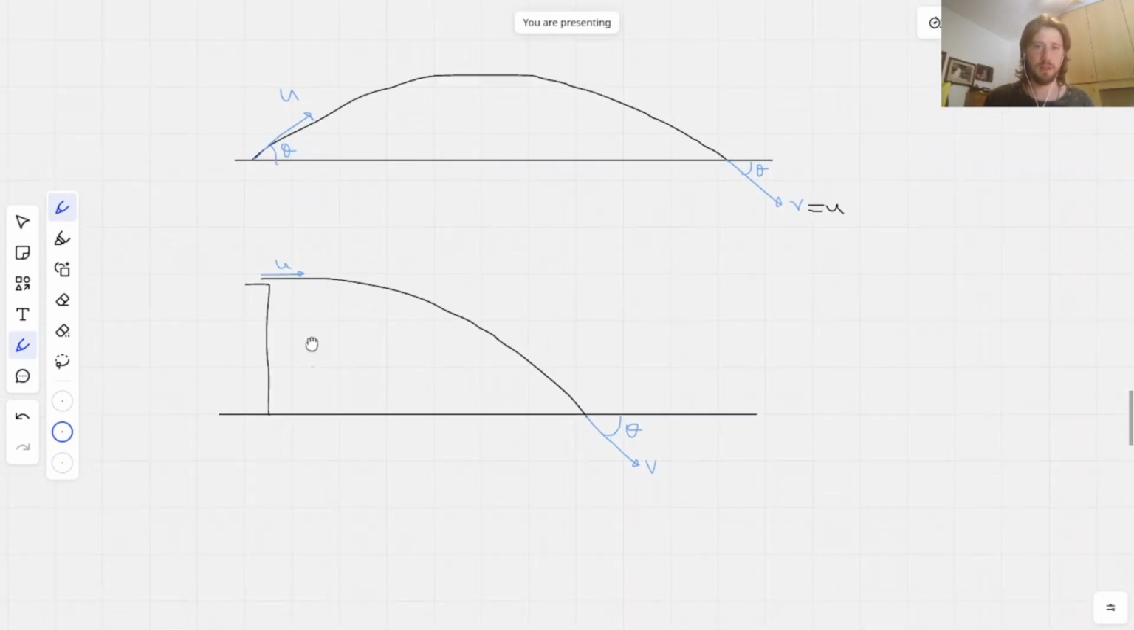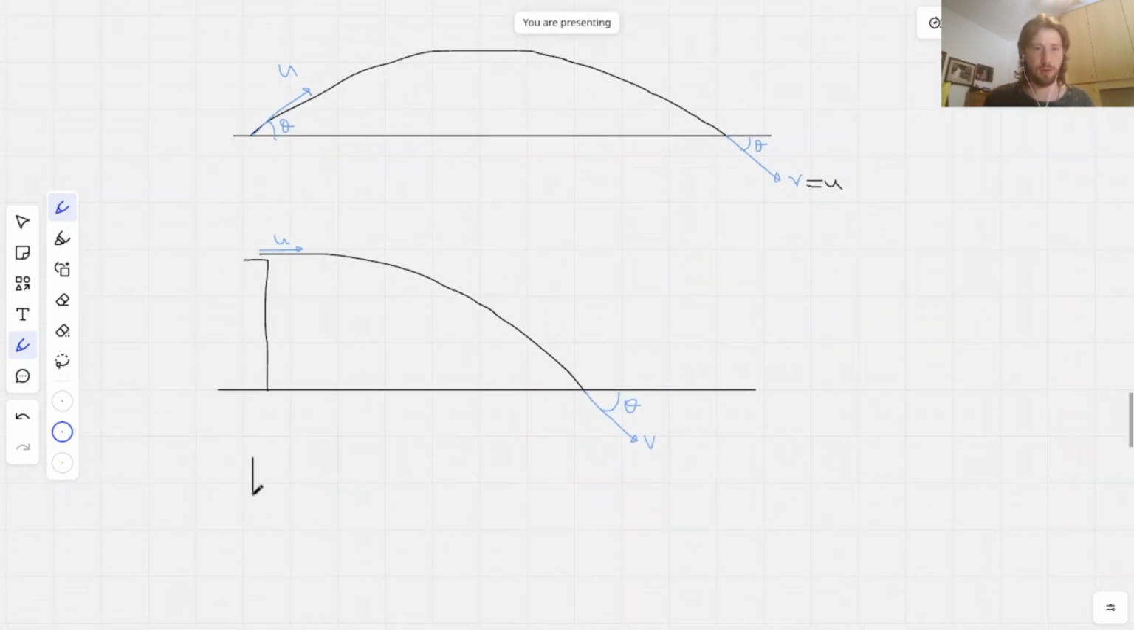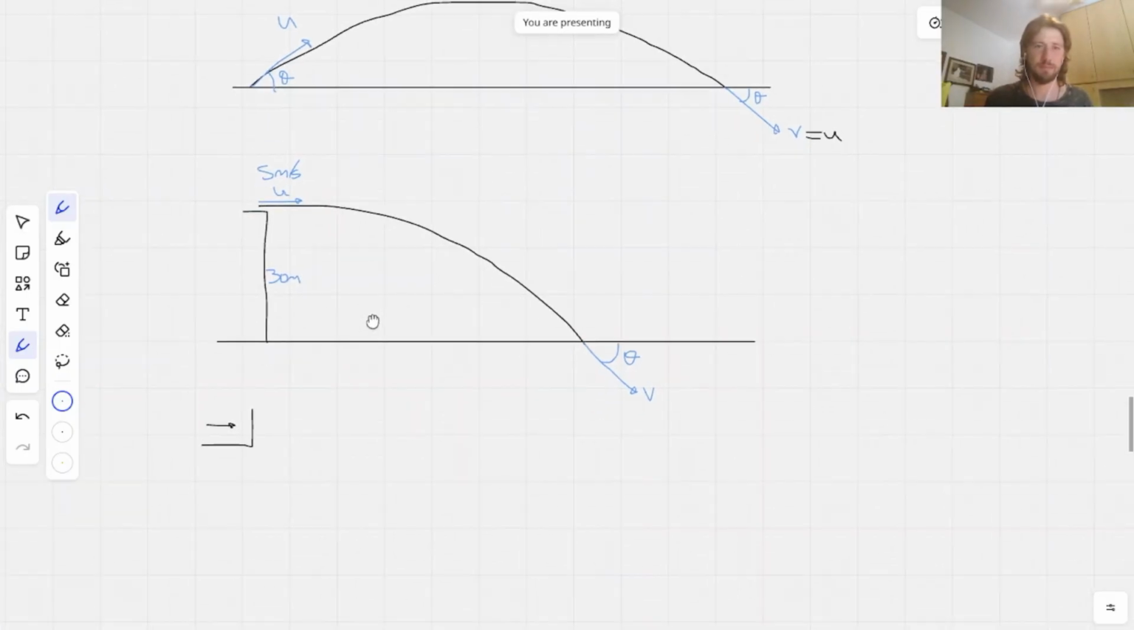Well, let's again approach it the same as we do any other SUVAT equation. And let me just put in a value over here. Let's just stick with that 5 meters per second, as usual. So we give it 5 meters per second, and we also need to know the height. So let's say this is 30 meters, some high cliff. We throw a ball 5 meters per second horizontally. And now let's fill in the values.